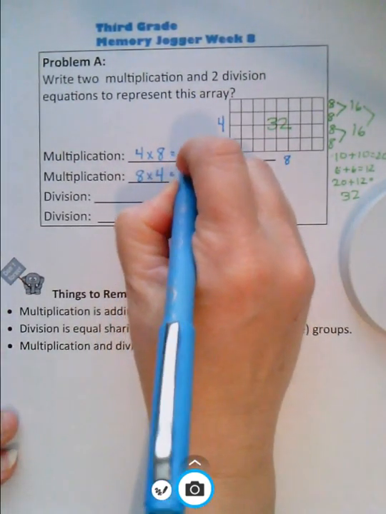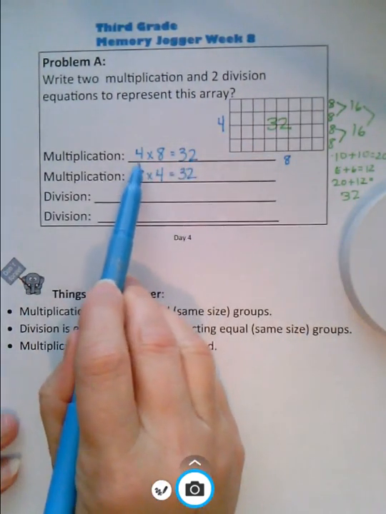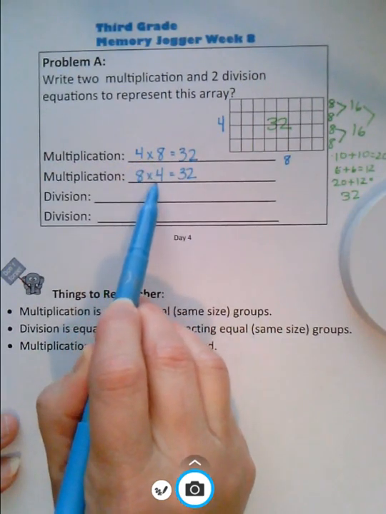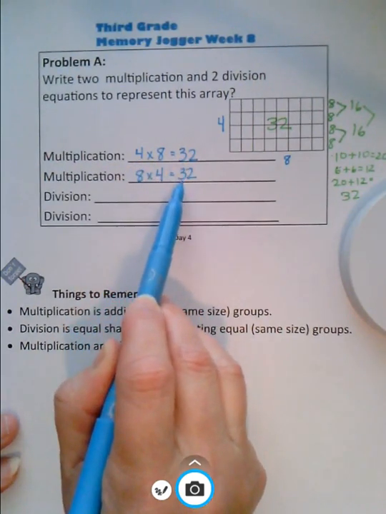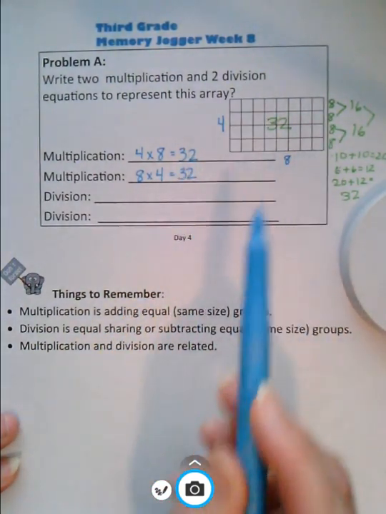So 4 times 8 is 32, and 8 times 4 is 32. Notice that we can just switch the factors, 4 and 8, and either way we're going to have the same number of squares. It's our perspective, but the mathematical situation is the same.